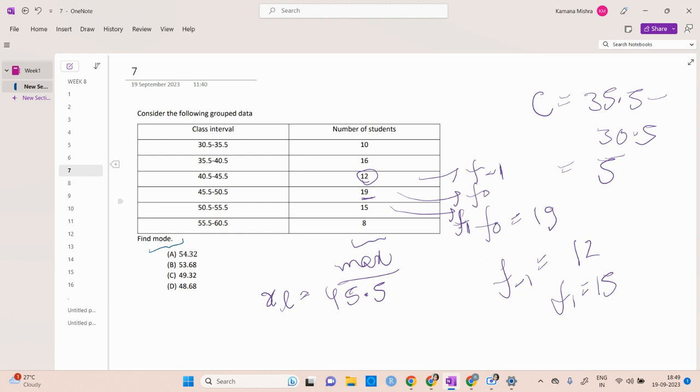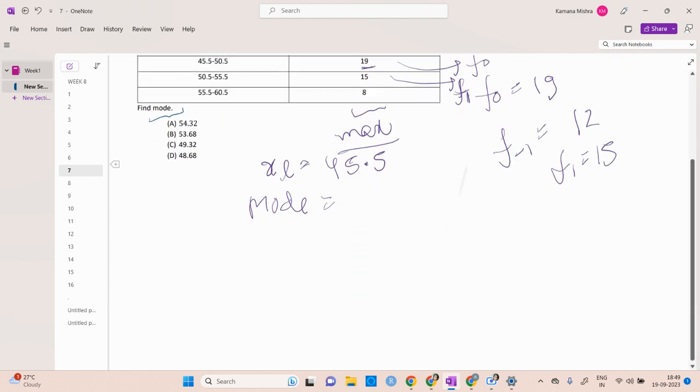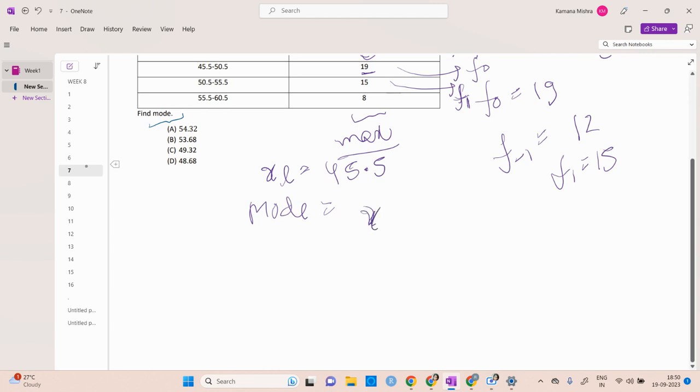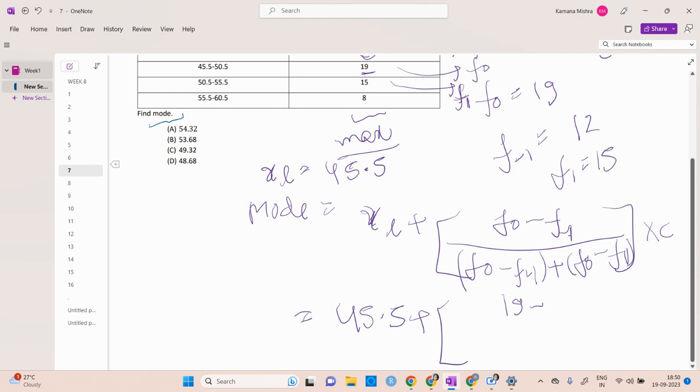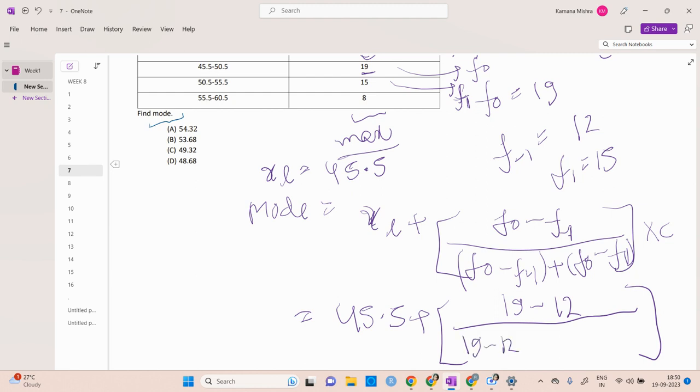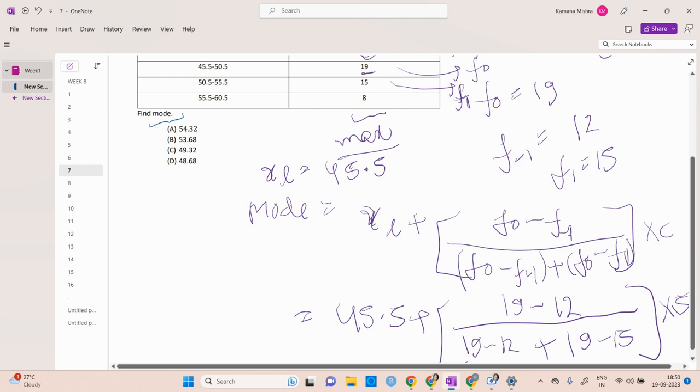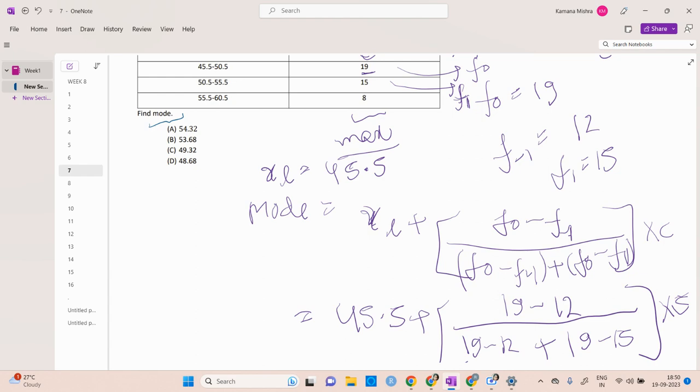So now we can just put the values into the formula. The mode is xl plus c times f0 minus f minus 1, divided by f0 minus f minus 1 plus f0 minus f1. So xl is 45.5, and f0 is 19, f minus 1 is 12, divided by 19 minus 12 plus 19 minus 15, and then times 5. And then you can calculate it. So the final answer will be 48.6.